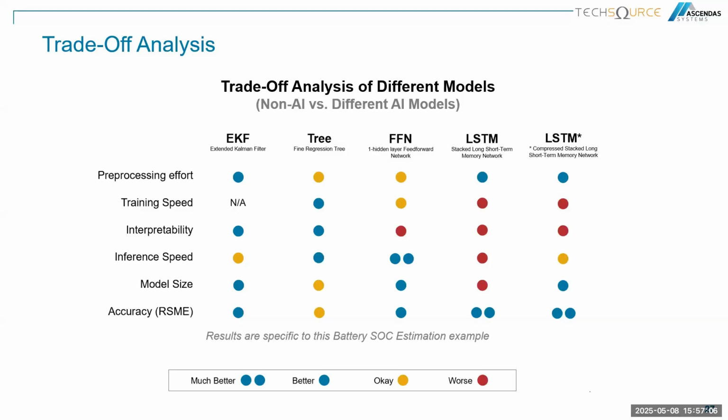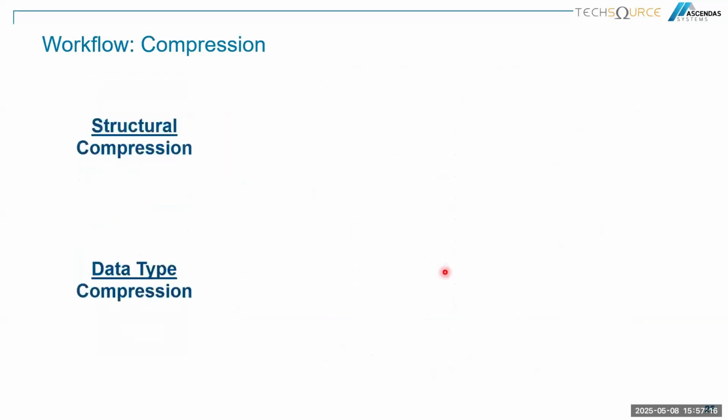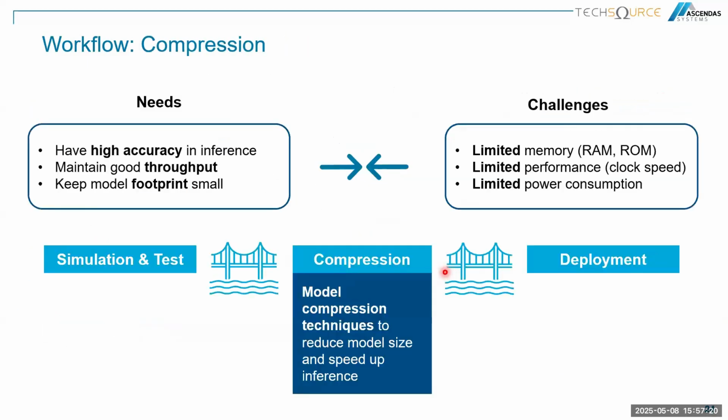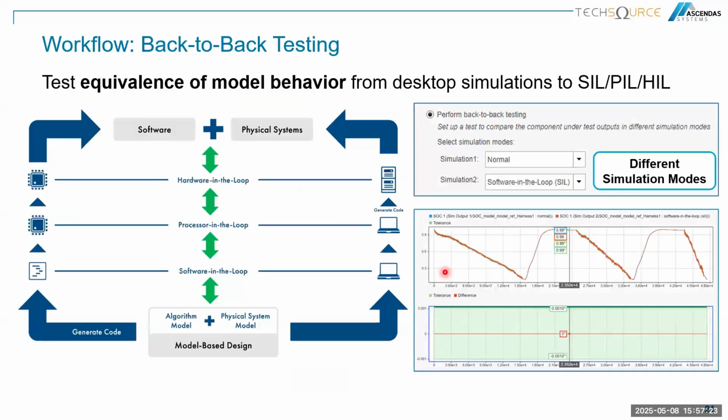How can I be sure that the AI model behaves the same after code generation? What I showed here is the V&V workflow, the back-to-back test. You can use software-in-the-loop and processor-in-the-loop to check the model generated as embedded code, and how it matches the previous model you designed in model-based design here.